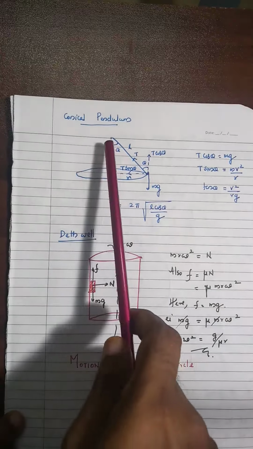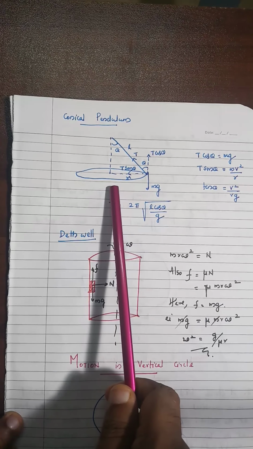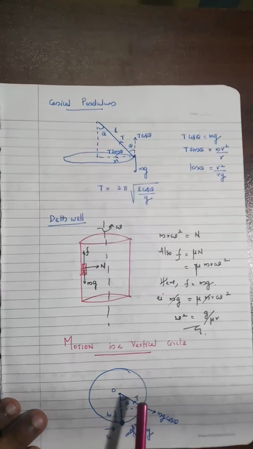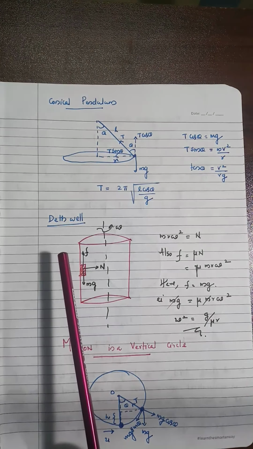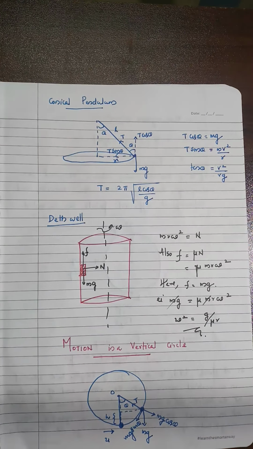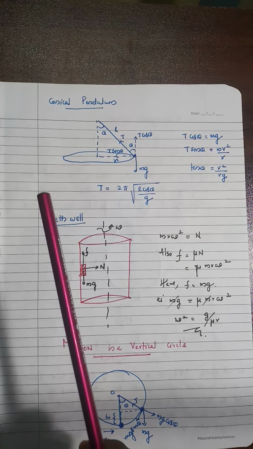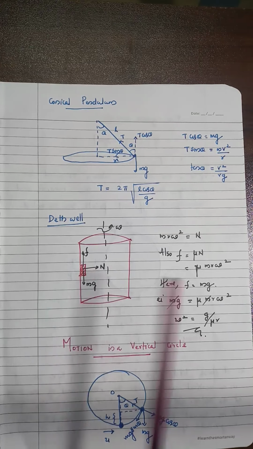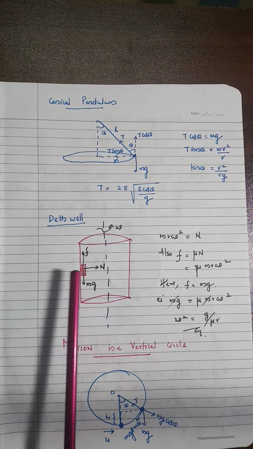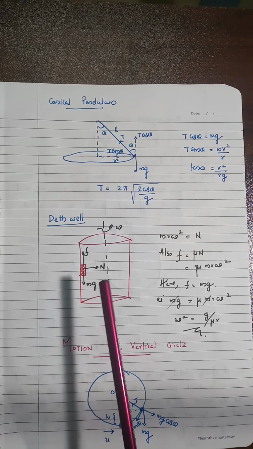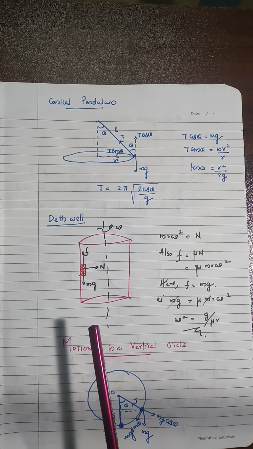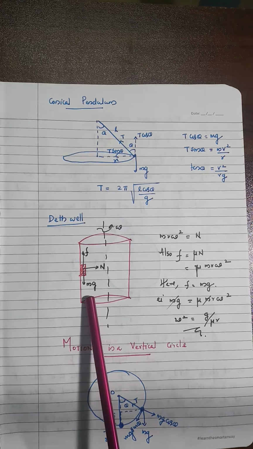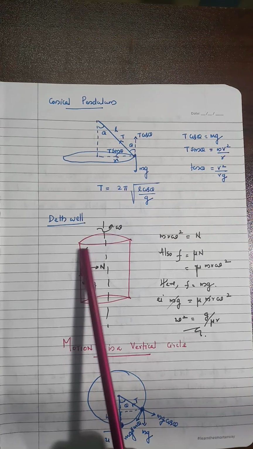Conical pendulum is a very good example of another circular motion. And keep in mind another one, the death well. So very important one. The cylinder is under circular motion, then the object which is stuck to the surface is under circular motion. Here the forces are: the weight is acting vertically downward, and the friction is acting upward.